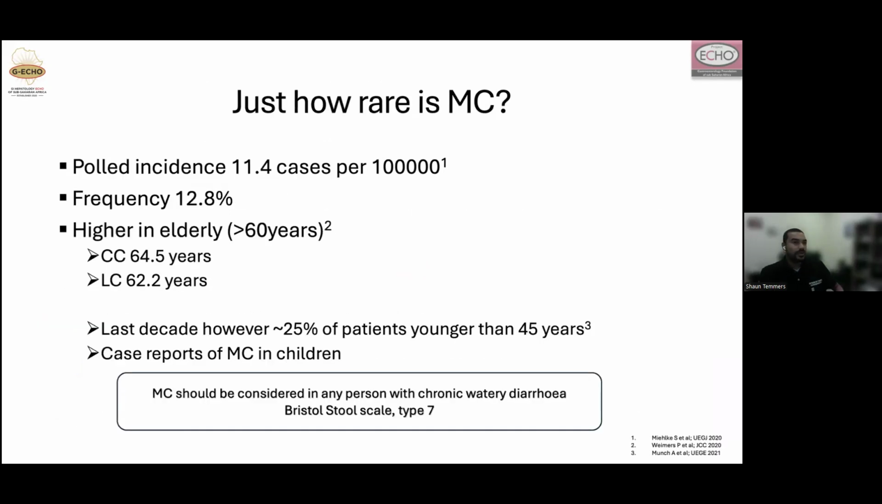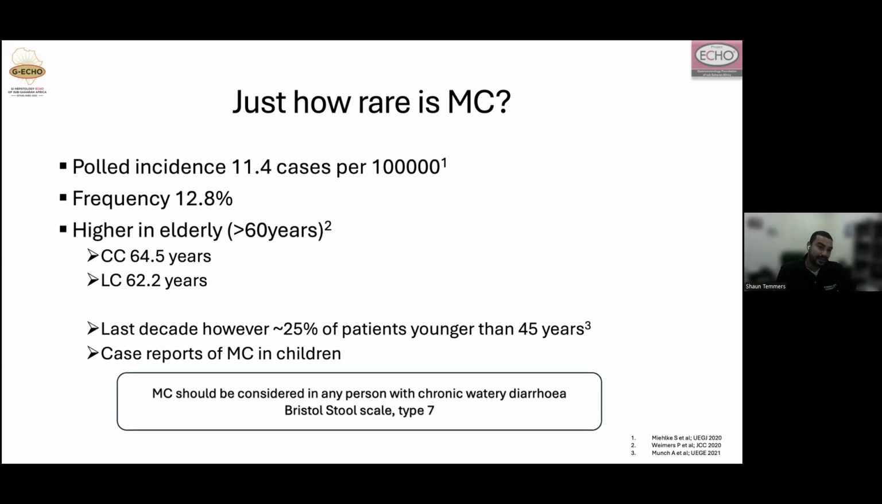It was thought to be a rare disease previously, and this is a pooled incidence in a US population study of about 11.4 per 100,000. The frequency, however, has increased by 12.8% per annum over the last 2 decades, and there's a higher frequency seen in elderly individuals, and elderly was defined as any individual older than the age of 60. And we can see in collagenous colitis that the mean age was about 64.5 years, and in lymphocytic colitis, the mean age was about 62.2 years.